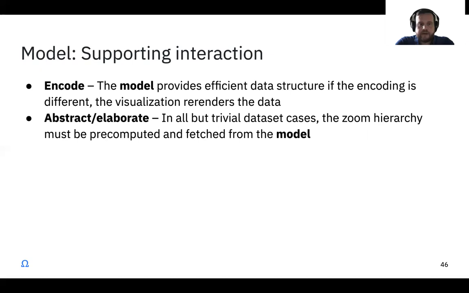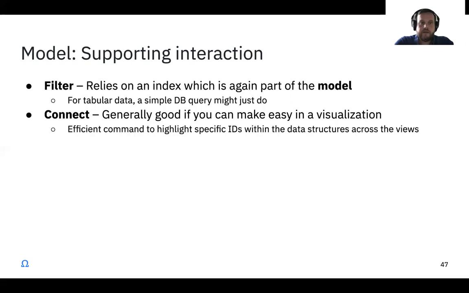Then we have abstract elaborate. So this is related to the concept of aggregation and hierarchy. You need to be zooming, and in all but very, very trivial dataset cases, the zoom hierarchy will need to be pre-computed and fetched from the model. So you will not be able to compute aggregates on the fly, which is understandable, right?